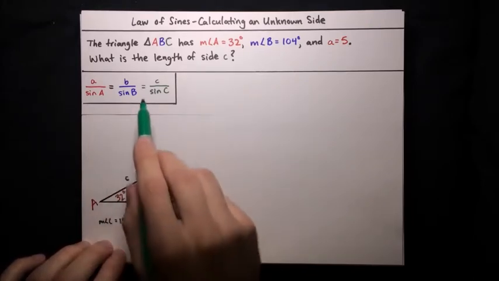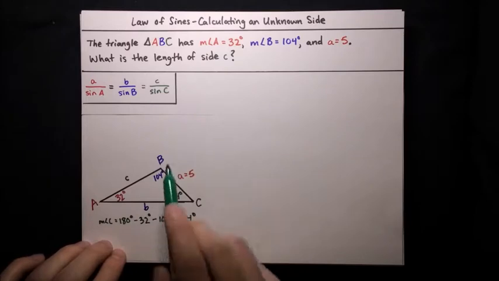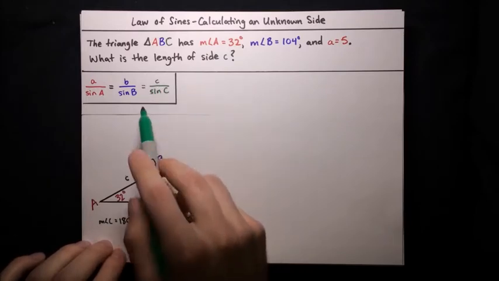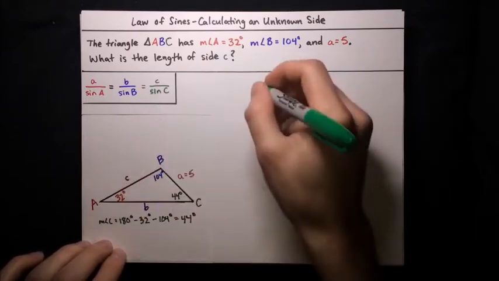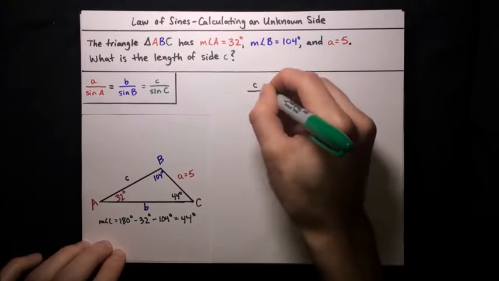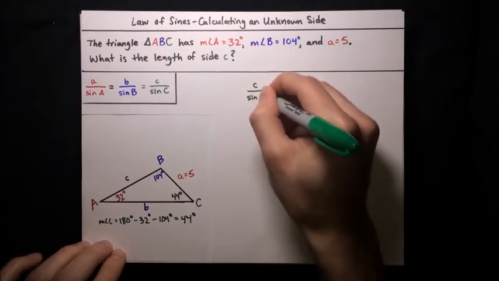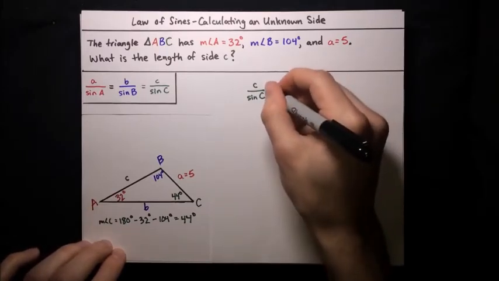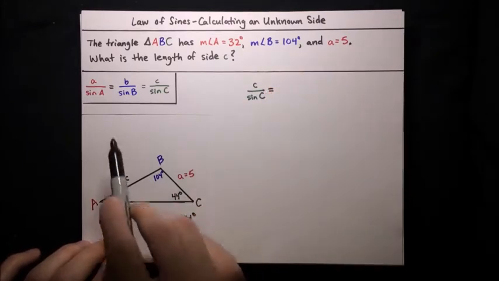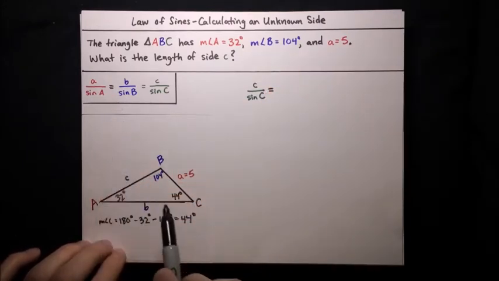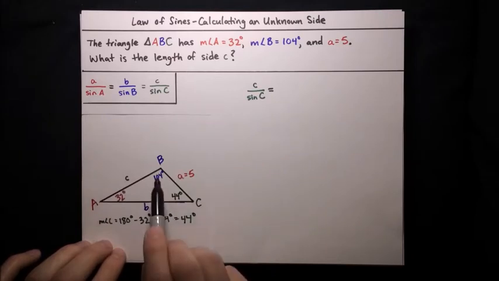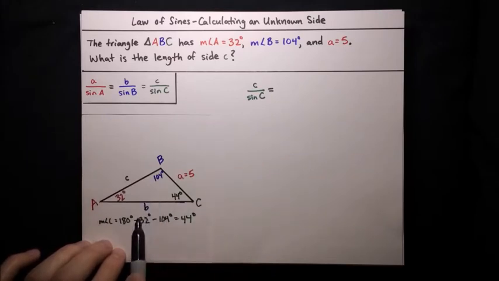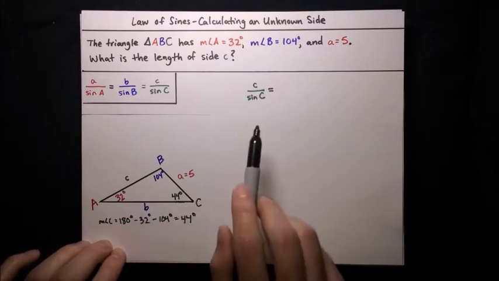Okay, so now let's set up our law of sines for this triangle. We know that we're going to be using the C over sine C part because we want to solve for what is C, the side length C. So let's write C over sine of C. And that's going to be equal to, well, what should we use for the other part? We want to use something where we know the values of the other side and the other angle. So B, we know the value of angle B, but we don't know the value of side B. So that's not going to help us too much because we'll still have a missing variable in our equation.